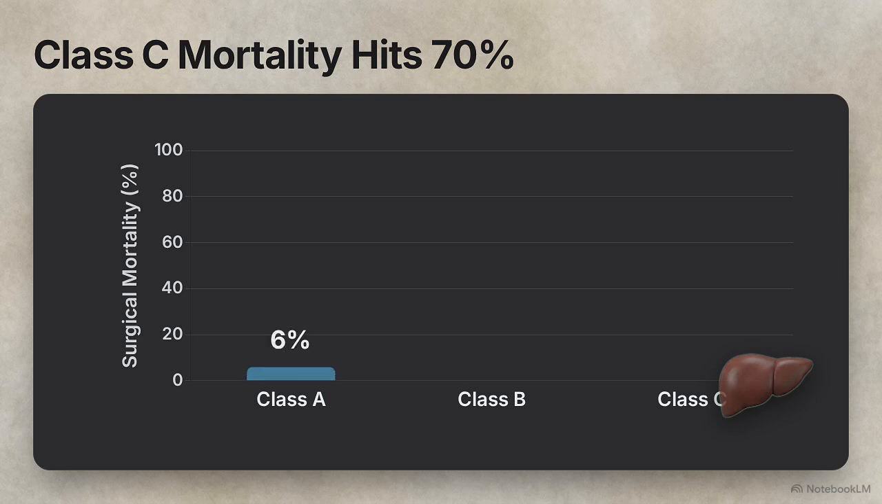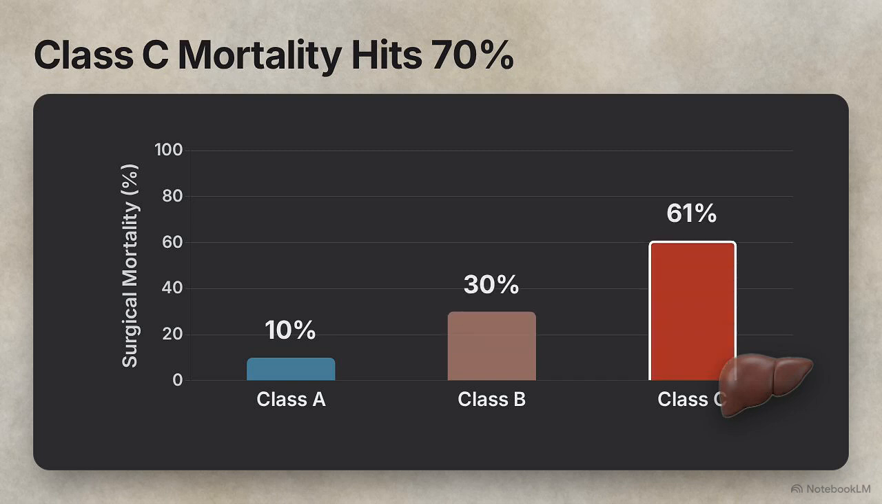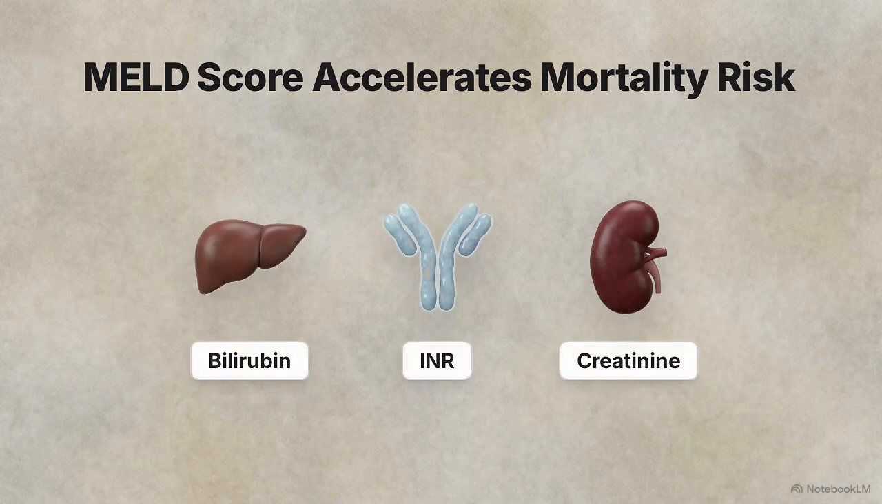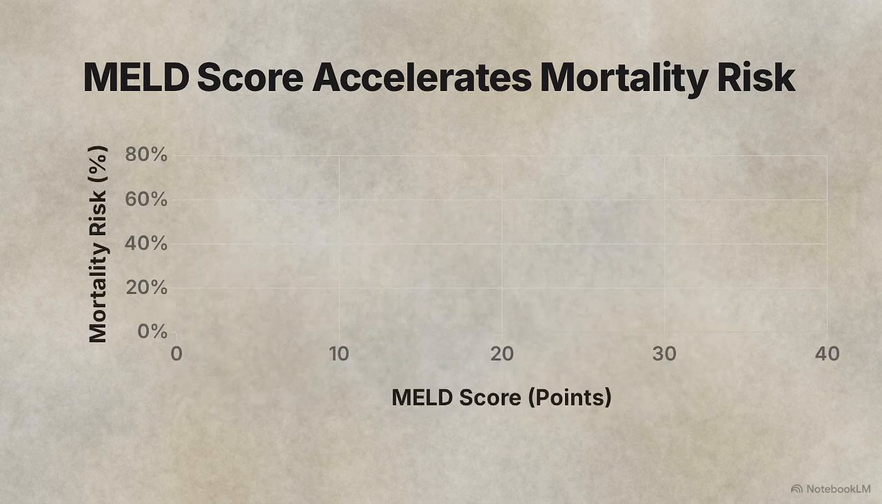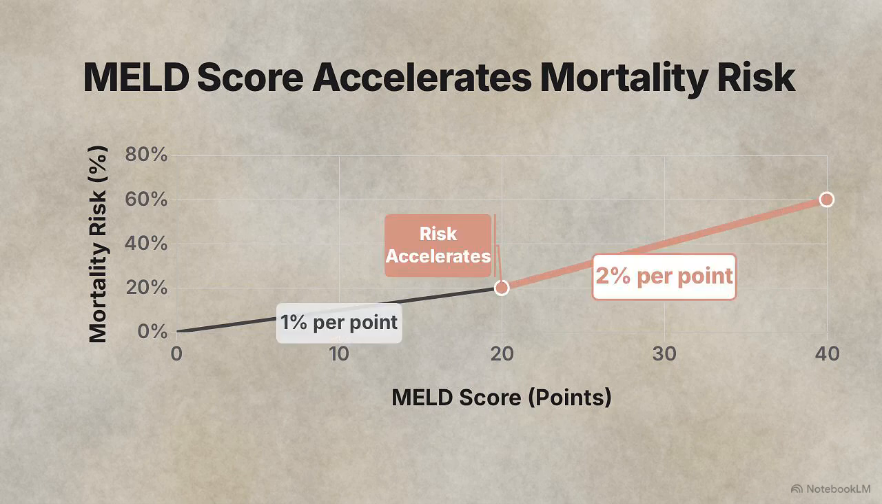As this scoring interface shows, a Class A patient carries a surgical mortality rate of roughly 10%. By the time a patient degrades to Class C, operative mortality spikes to as high as 70%. The MELD score evaluates risk using objective lab values: bilirubin, INR, and creatinine. Mortality rises 1% for every MELD point up to 20 and accelerates to 2% per point above 20.